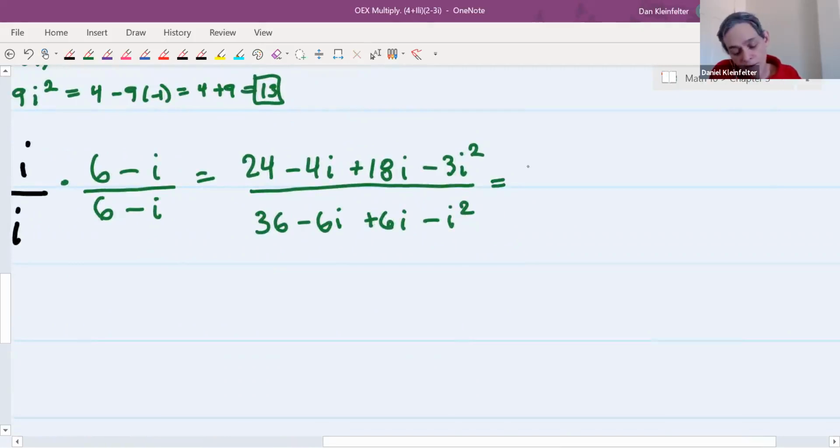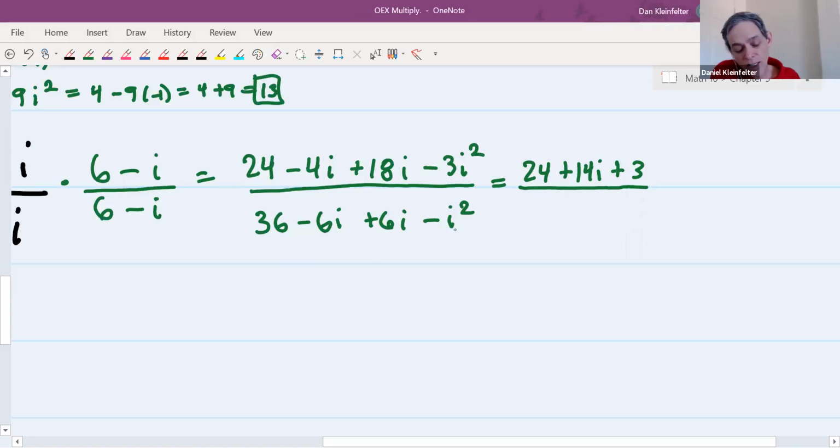So up top, we have 24. Negative 4i plus 18i is 14i. Minus 3i squared, that's plus 3. Why? Because the i squared is negative 1. Negative 1 times negative 3 gives positive 3. Okay, down below, those minus 6i and plus 6i add up to 0.